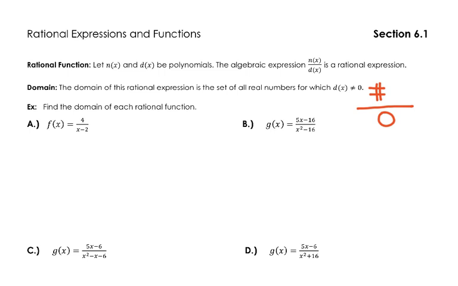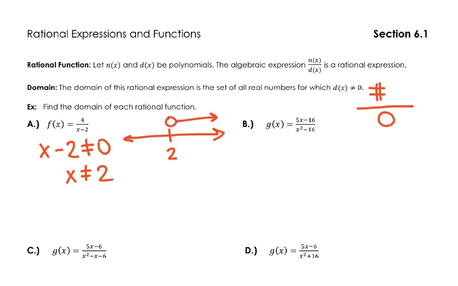For the first problem, the denominator is x minus 2. The denominator can be any number except 0. So x minus 2 is not allowed to equal 0. If you add 2 to both sides, x is not allowed to equal 2. You can sketch this on a graph, on a number line. It can be bigger than 2 or smaller than 2. It just cannot equal 2.